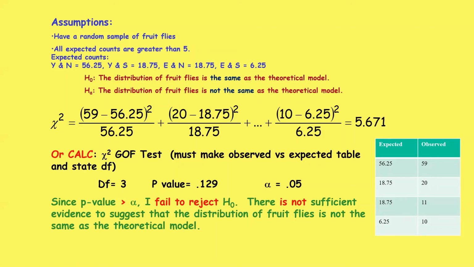Okay, so make sure that you have all steps: assumptions, null, alternative, either hand calculate chi-square or name the test, write down all the output from the calculator, make sure you have an expected and observed count, and a final conclusion statement. That concludes chi-squared goodness of fit.